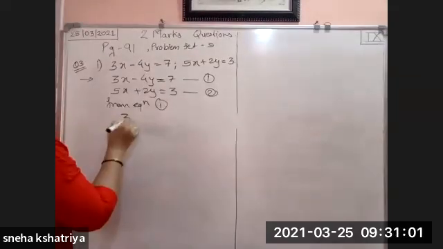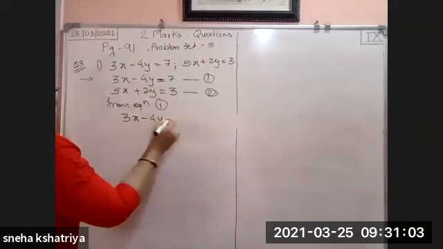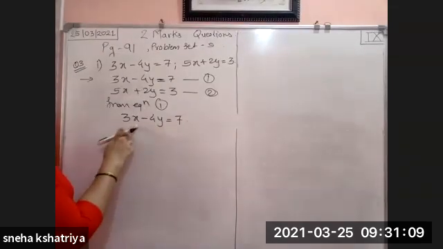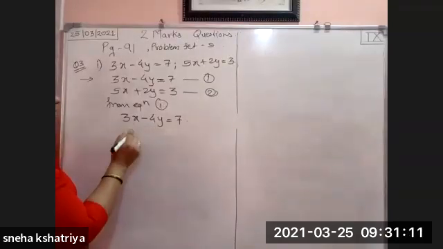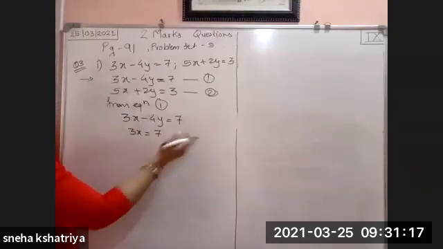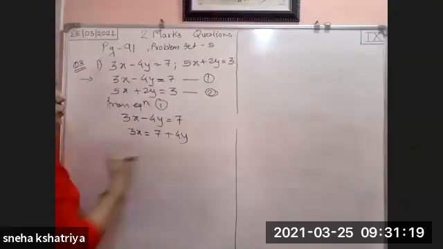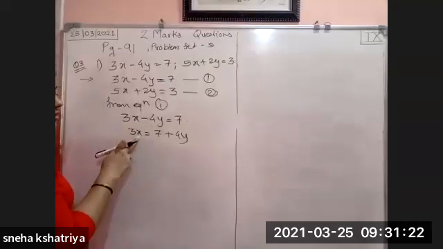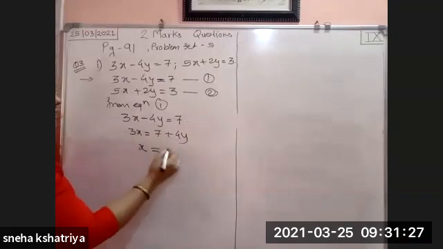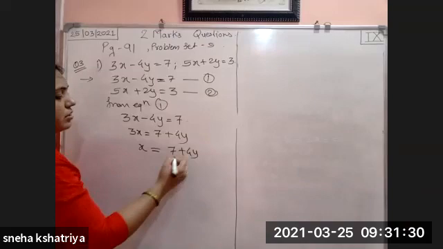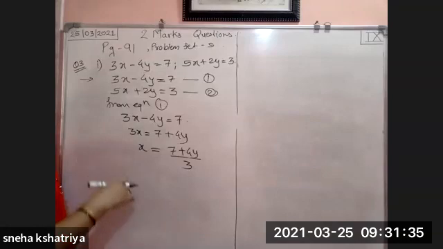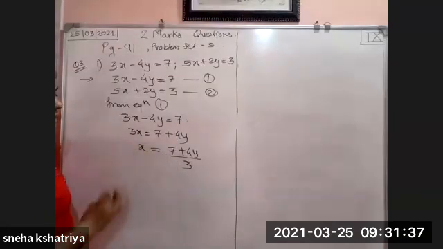From equation 1. What is equation 1? 3x minus 4y is equal to 7. Now see here, from this we can find the value of either x or y. So we will find the value of x. So here 3x is equal to 7. Minus 4y is there. After shifting, it will become plus 4y. Now see here, we need the value of x, not 3x. So this 3 we have to shift to the right hand side. Shifting to the right hand side means what will happen? 7 plus 4y divided by 3. It will come to the denominator. 7 plus 4y divided by 3.